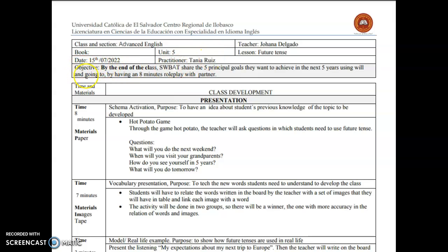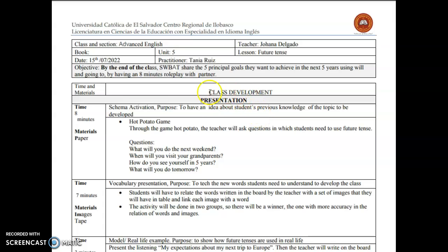So then we have the objective, that is the most essential part of the lesson. This is what we want to achieve at the end of the class. So for the objective, I have: at the end of the class, students will be able to share the 5 principal goals they want to achieve in the next 5 years, using will and going to, by having an 8 minutes role play with a partner.